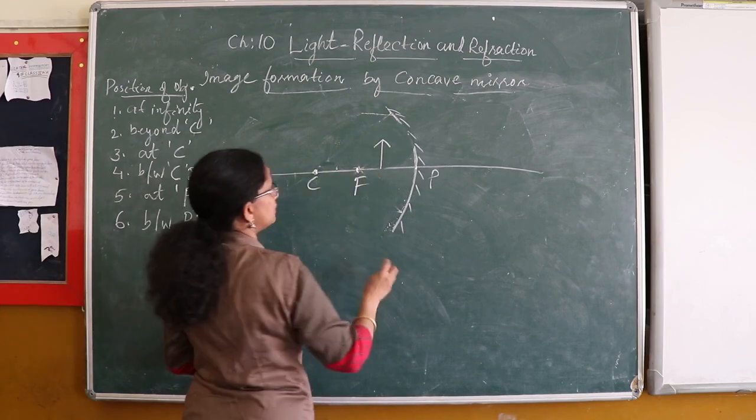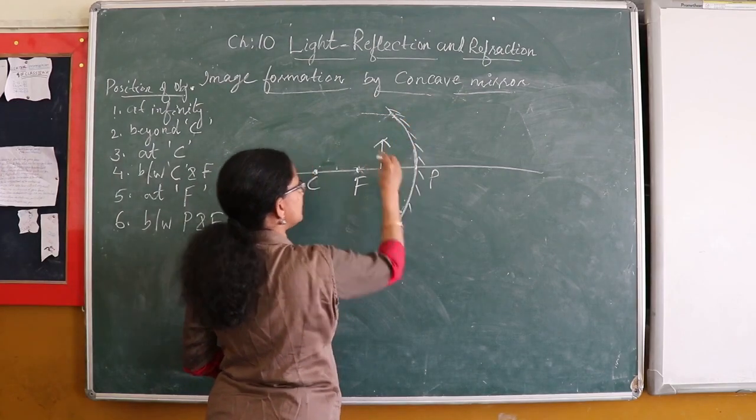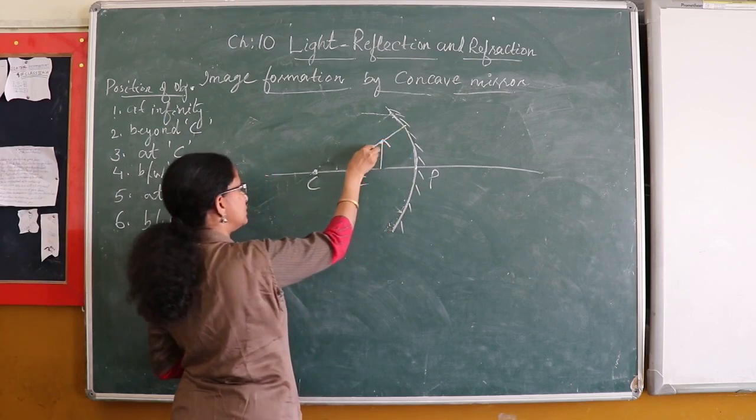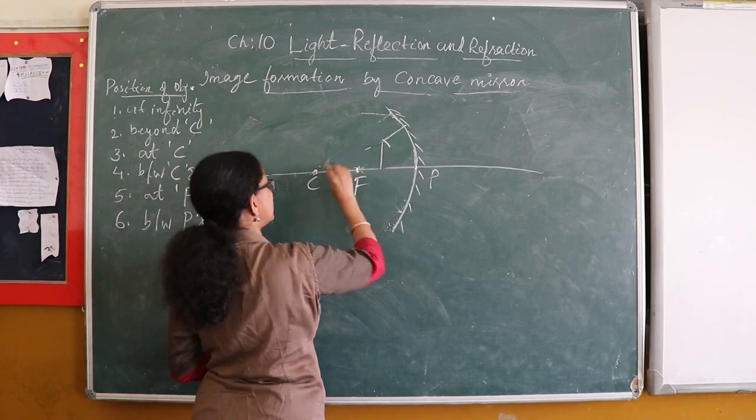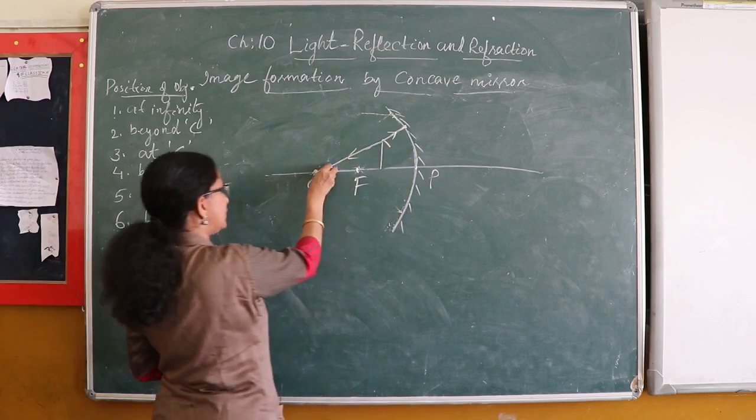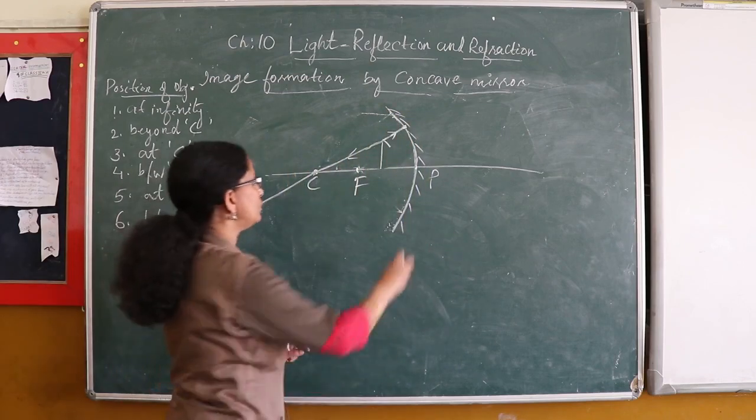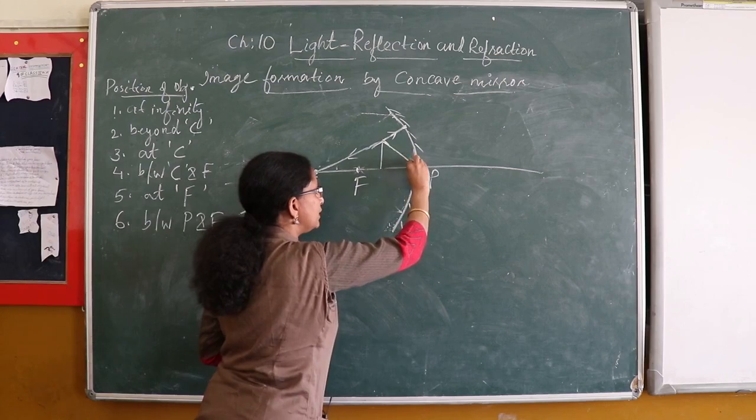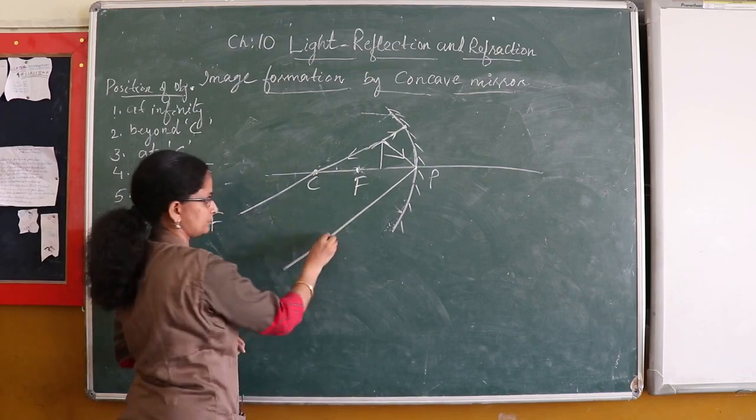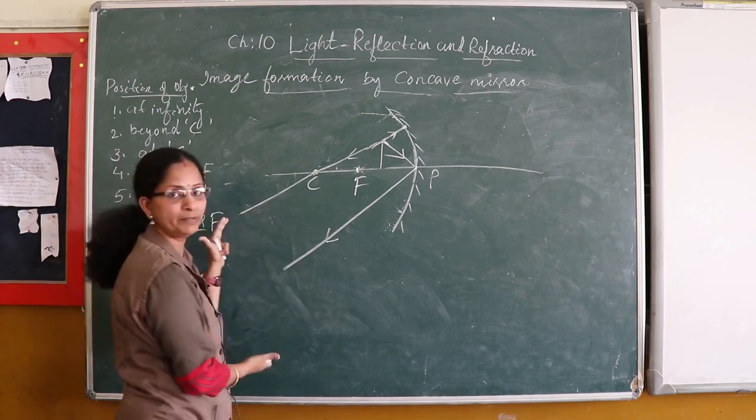So, here, the ray that is striking through the center of curvature, after reflection, passes through the center of curvature itself. And another ray that strikes the mirror obliquely obeys the laws of reflection and bounces back like this. So here, these two rays are not actually meeting. They are not going to meet each other.